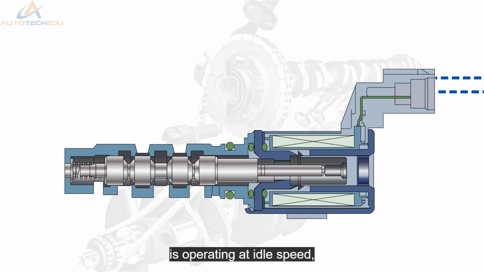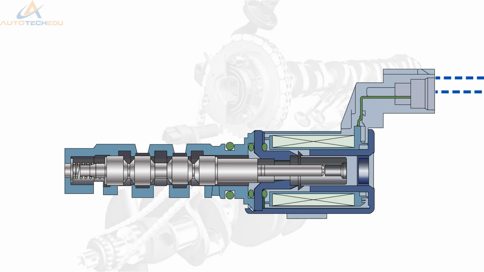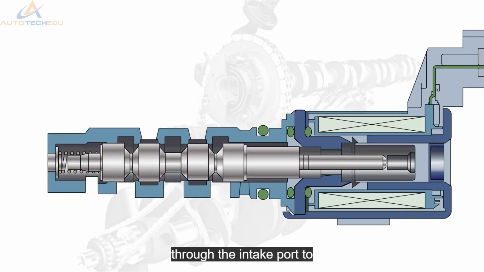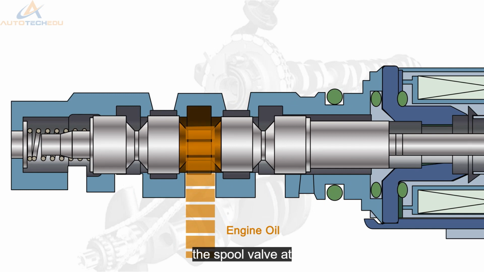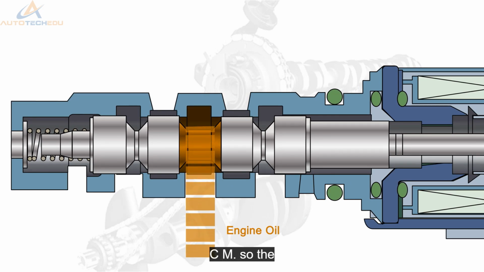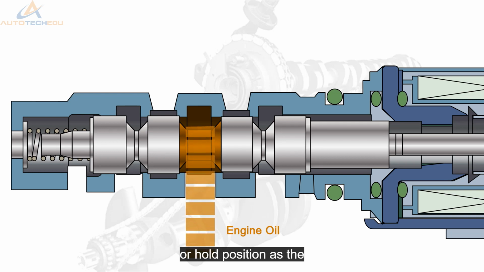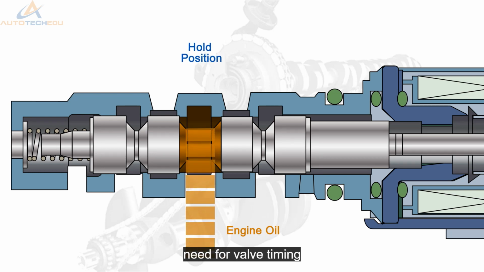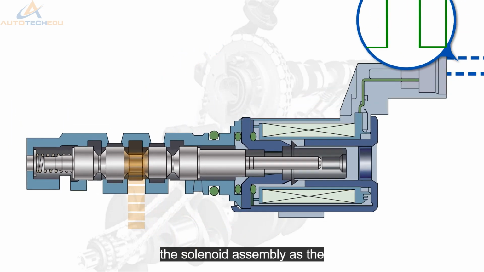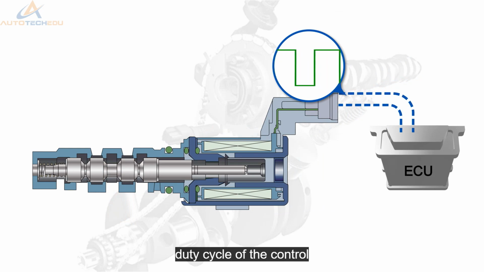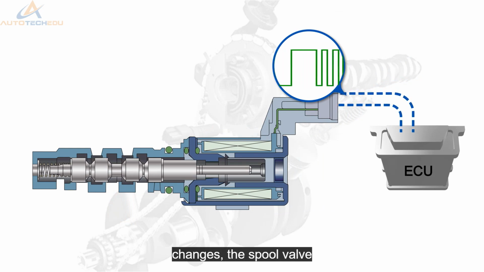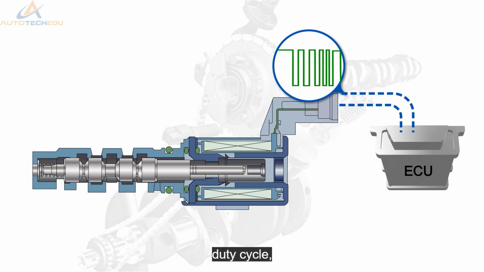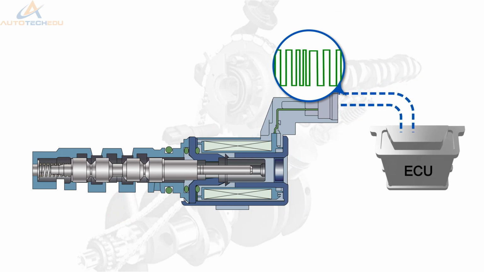When the engine is operating at idle speed, there is no demand for movement of the phaser assembly. Engine oil is delivered through the intake port to the spool valve. At this point, there is no control of the solenoid by the ECM, so the valve remains in the home or hold position. As the need for valve timing change arises, the ECM sends controls to the solenoid assembly. As the duty cycle of the control changes, the spool valve is moved. The higher the duty cycle, the further the valve moves.